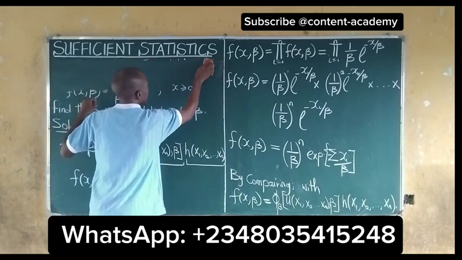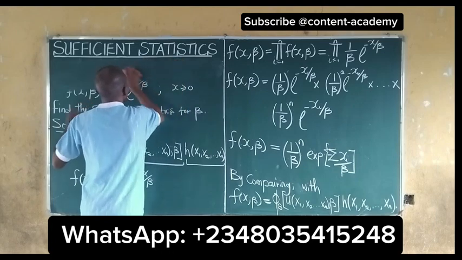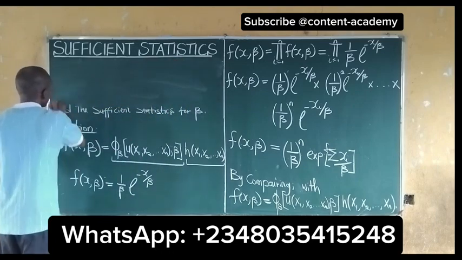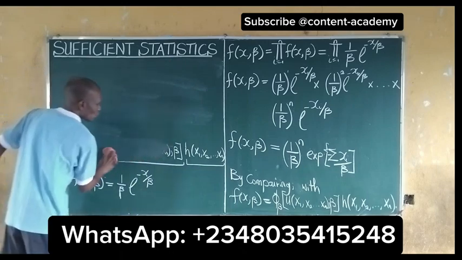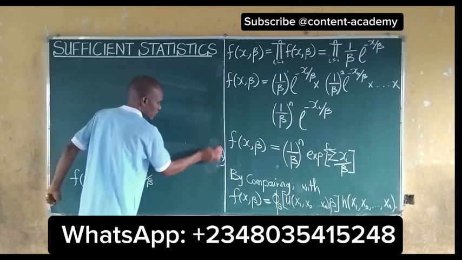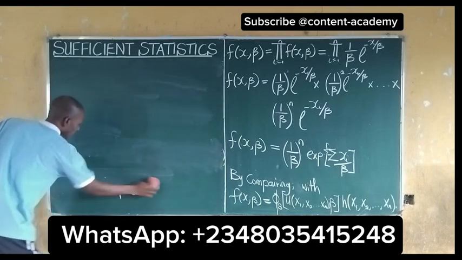A statistic is said to be sufficient if it can be factored into two components. I have also explained what these components are.